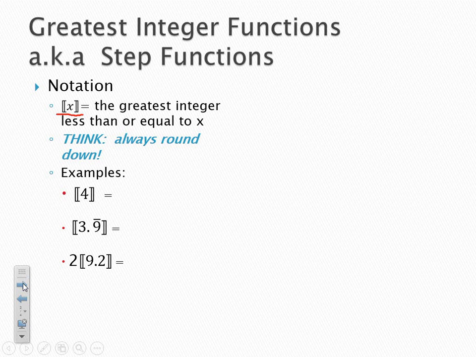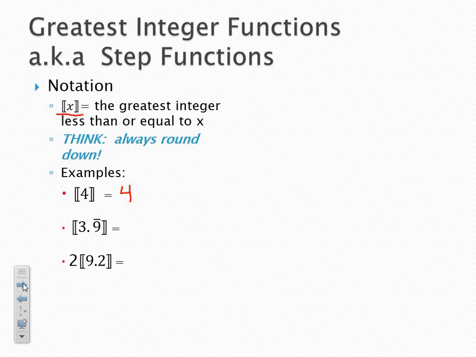All right, what would the greatest integer of 4 be? Well, if we think of 4, it's already an integer. And we can't have another integer that's greater than 4 and still less than or equal to 4. So in the greatest integer function of 4, that value is 4.